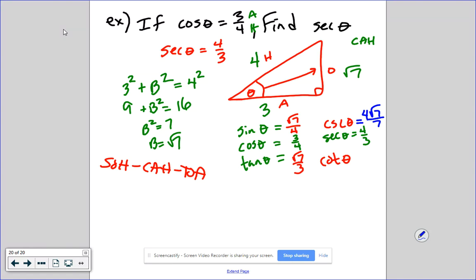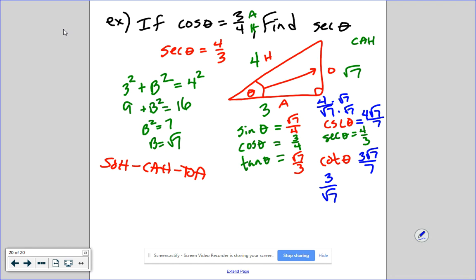Now, if you're wondering how did they get that, remember, you flip it. So it becomes 4 over the square root of 7. But I can't leave a radical in the denominator, right? So you multiply top and bottom by the square root of 7. So I get 4 square root 7 over the square root of 49. The square root of 49 is 7. Cotangent, same thing. If you flip it, it's 3 over the square root of 7. But again, you can't leave a radical in the denominator. So you end up with 3 square root 7 over 7.